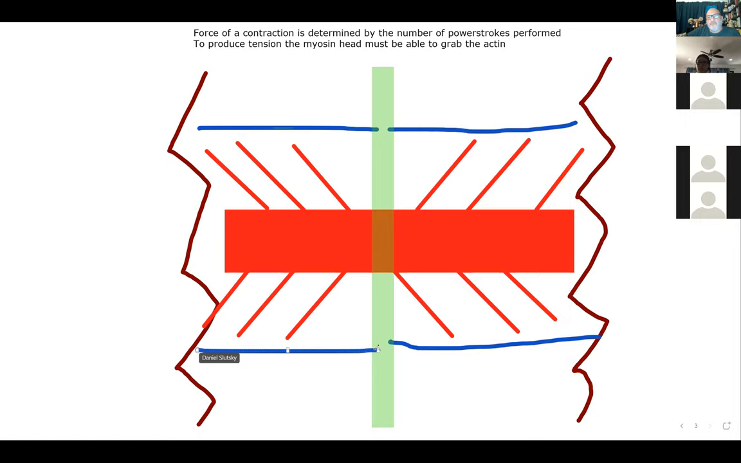So even though, again, remember, it's not just about grabbing onto the actin. Obviously, you have to be able to grab onto the actin, but you also must be able to perform a power stroke. So to produce tension, you must be able to perform a power stroke. The myosins can grab onto all the actin at this point, but they're not able to produce a power stroke. And if they're not able to produce an effective power stroke, are they going to be able to generate a lot of force?